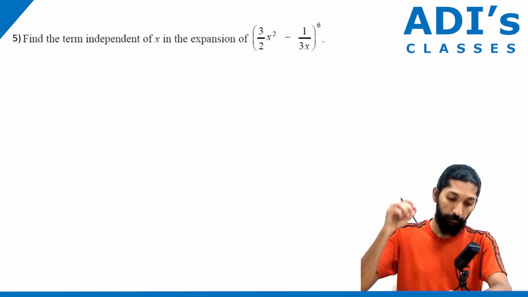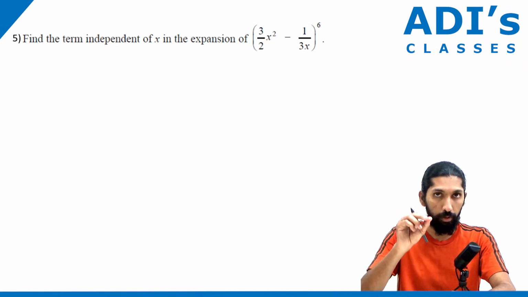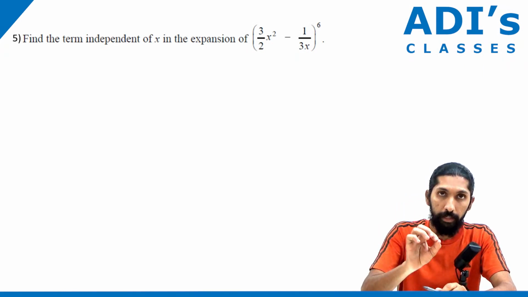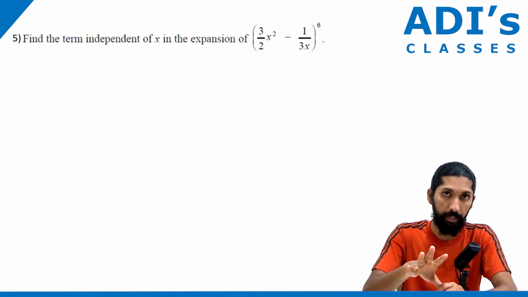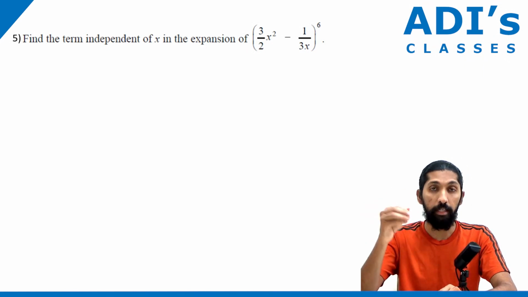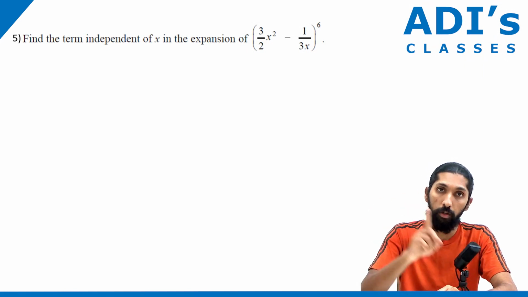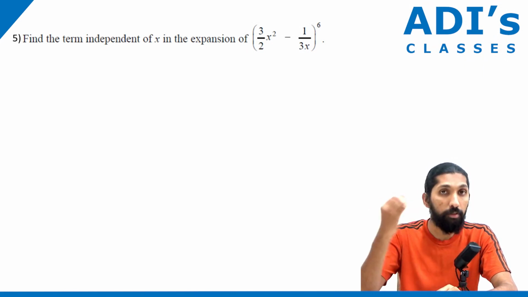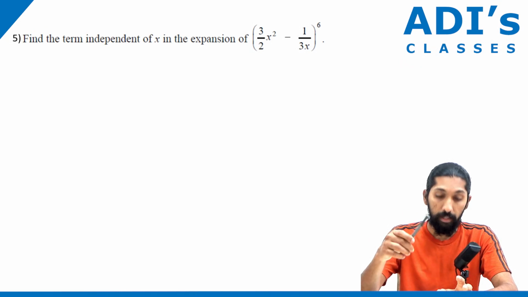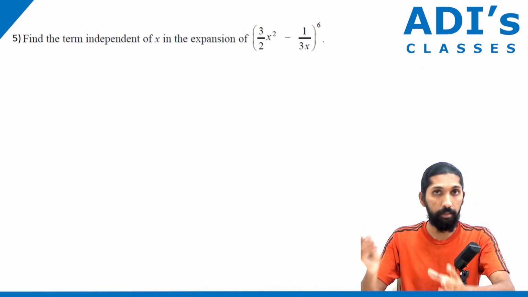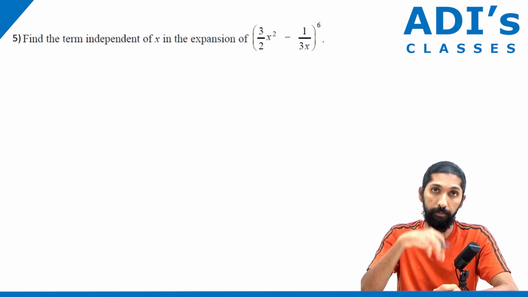See this question. Find the term independent of x in the expansion of this one. One thing I want you to understand: independent of x means there should be no x term. Or you can say it can be in the form of x to the power of 0, because x power 0 is 1. So it's as good as saying it is independent of x, correct? So now we are looking at that particular term where the power of x is 0.